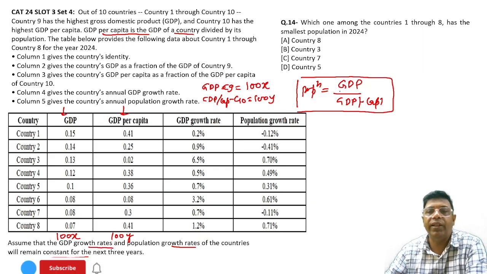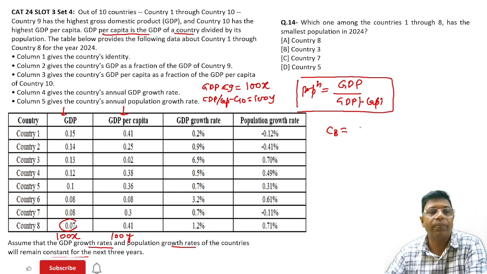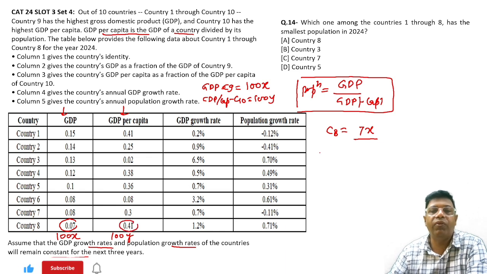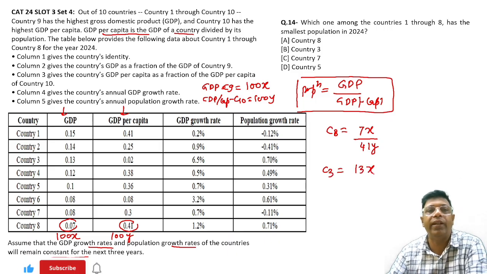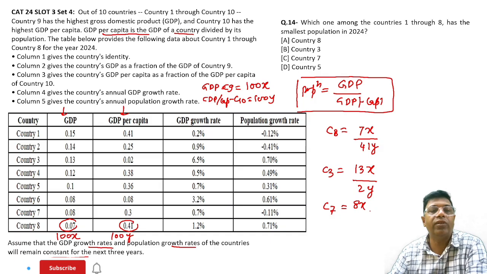Now let's calculate for country C8. C8 GDP will be 0.07% of this 100x, so I can say 7x, divided by the GDP per capita, which will be 41y. Similarly for country 3, if I calculate the same value, it will become 13x divided by 2y. If I do it for country 7, this becomes 8x divided by 30y. And if I do it for country 5, it becomes 10x divided by 36y.